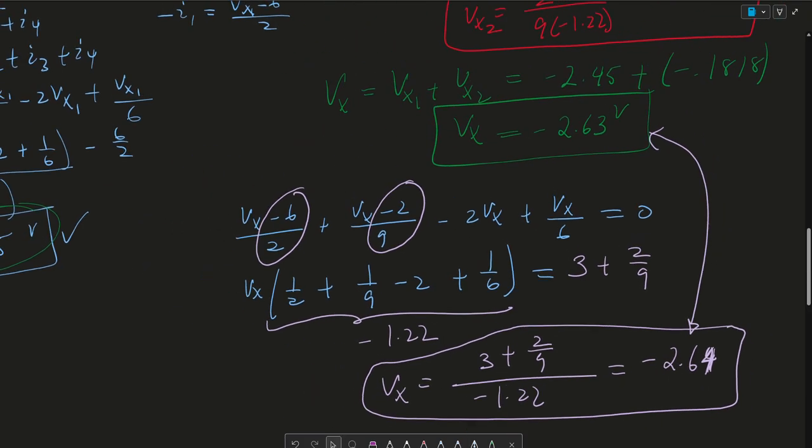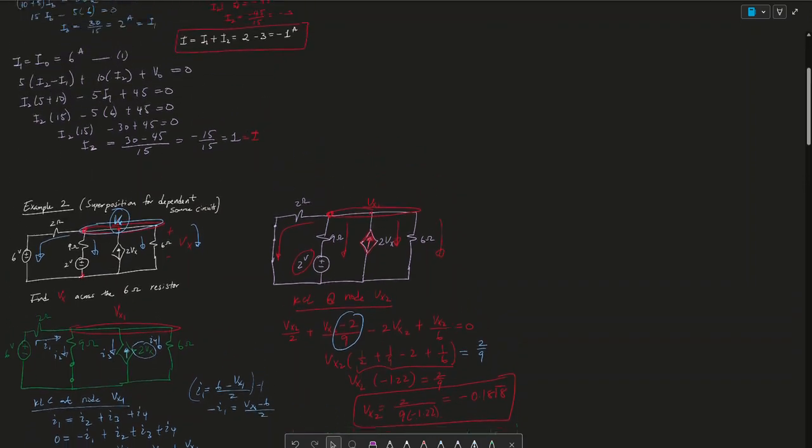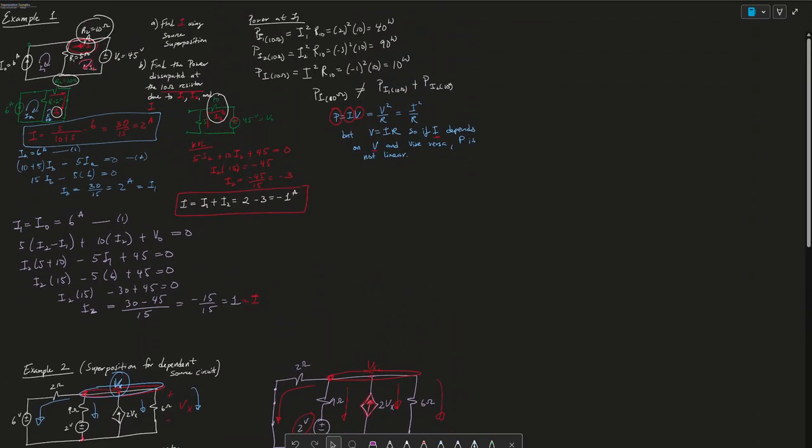All right. So I hope this makes sense. Superposition is a very nice analysis method, especially when you're dealing with very complex circuits where you don't want to be dealing with a lot of power supplies. You could short one and do the analysis with the others in there.